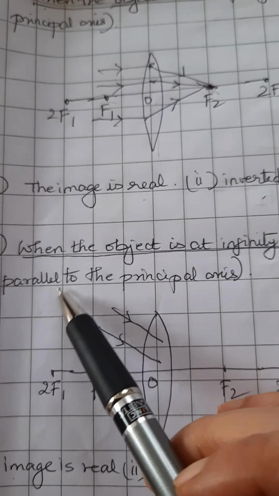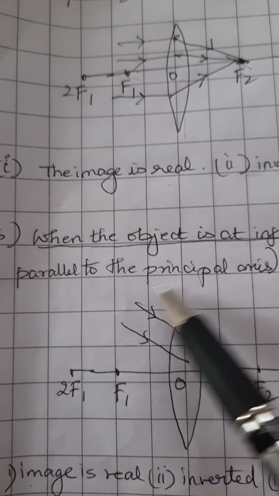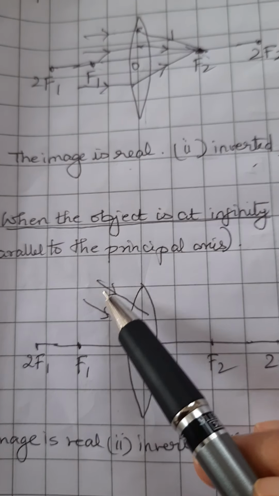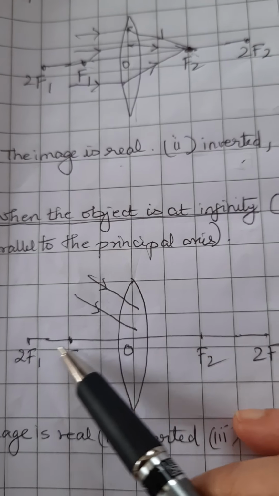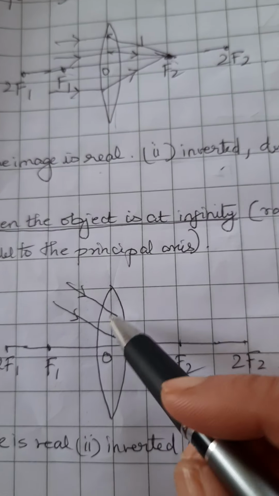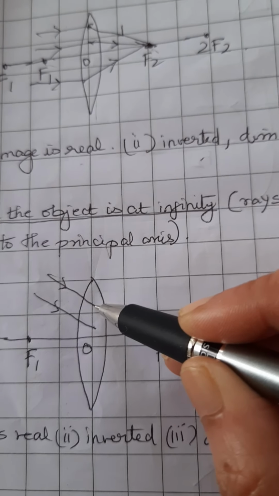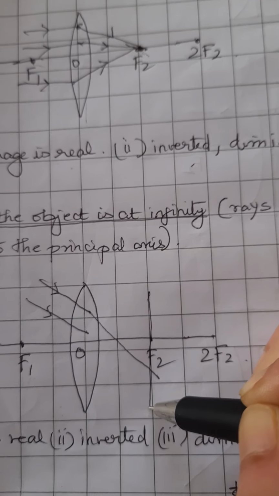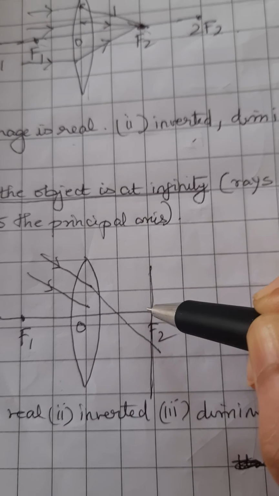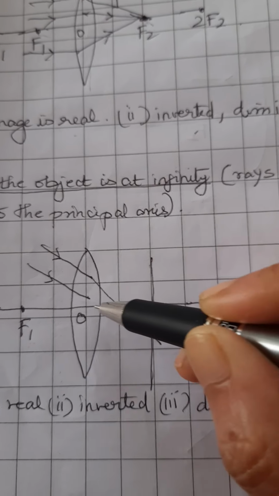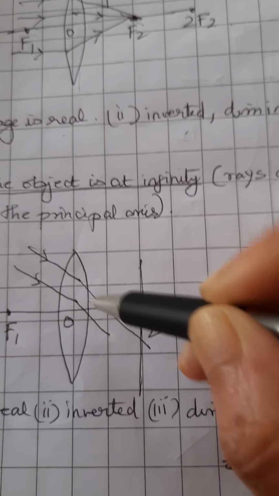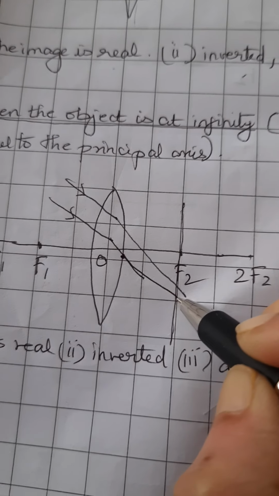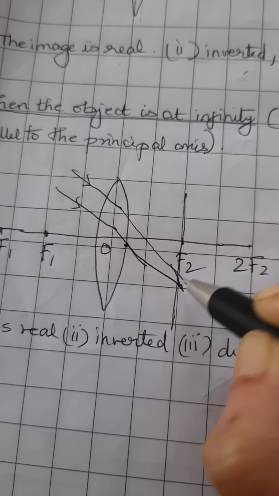The second case is when the object is at infinity, but the rays are not parallel to the principal axis. Here the rays are coming from infinity, but they are not parallel to the principal axis. After suffering refraction, the rays will fall at a point on the focal plane. The focal plane is a plane which is at the second principal focus.